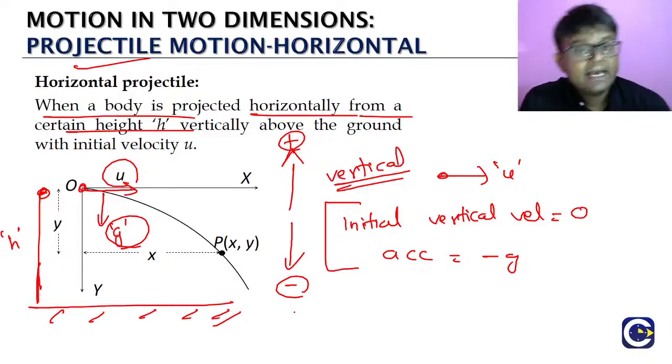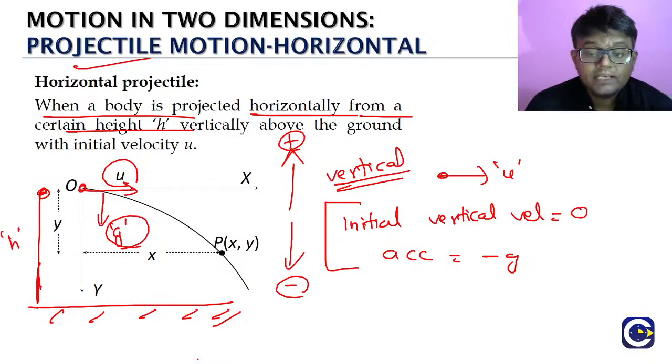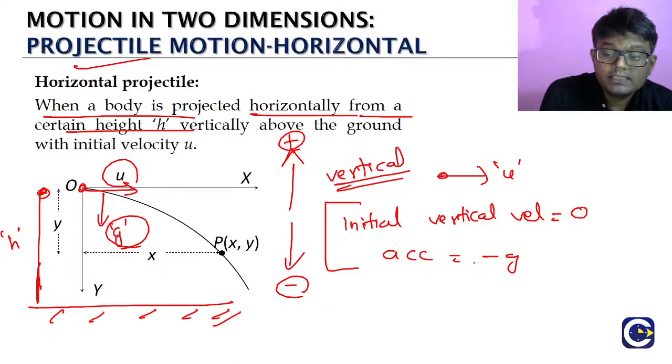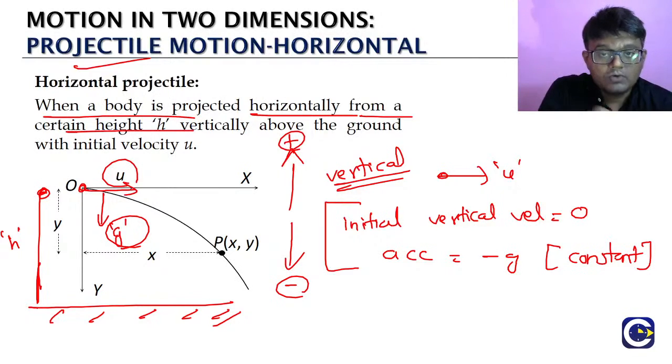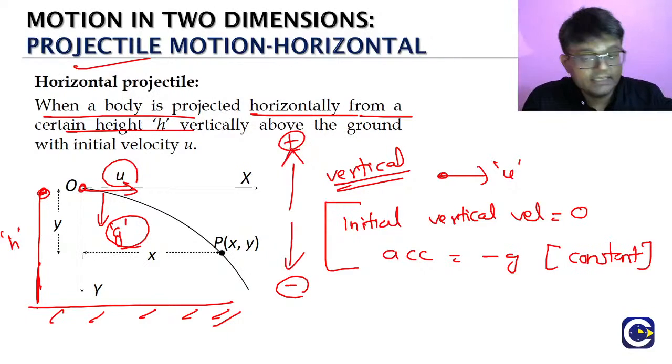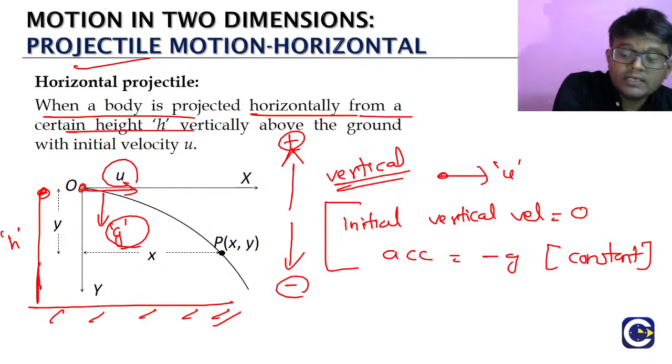This is a motion which is having acceleration, so we will use the equations of motion, because this is a constant value of acceleration. The acceleration is downwards g, that is why we are putting minus g, but the acceleration value is constant, because of the assumption we made: throughout the trajectory or path, acceleration is not changing. That is the reason this is a uniform acceleration motion. The vertical direction is uniform acceleration motion.